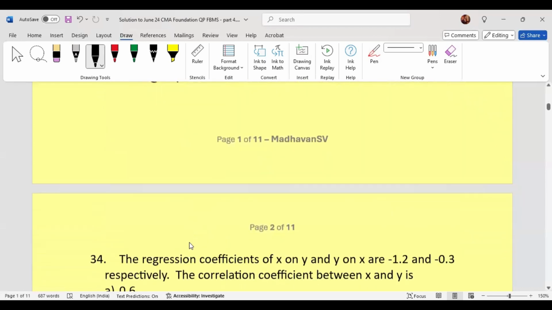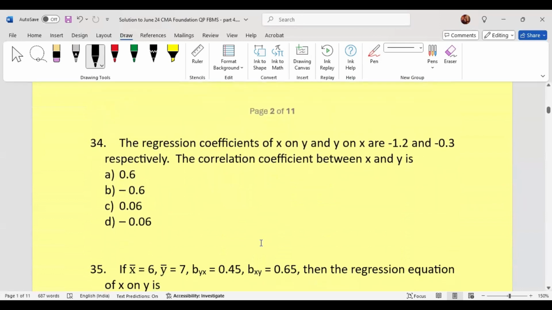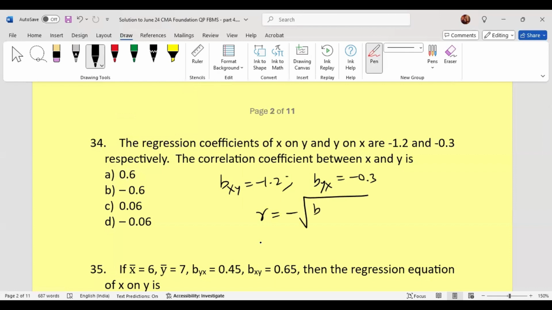Now, 34th question. The regression coefficients of x on y and y on x are negative 1.2 and negative 0.3 respectively. Means bxy is given as negative 1.2, byx is given as negative 0.3. We need to find out the correlation. Since both the regression coefficients are negative, correlation will be considered negative.